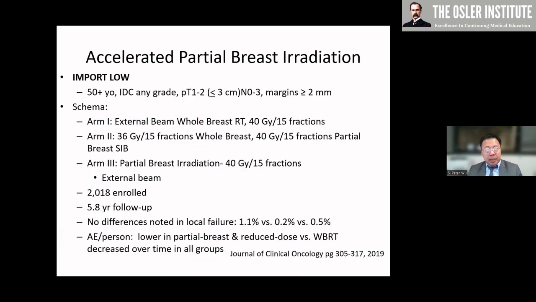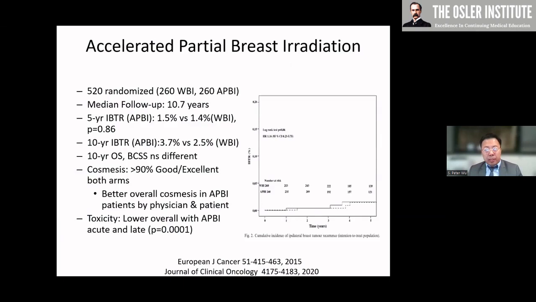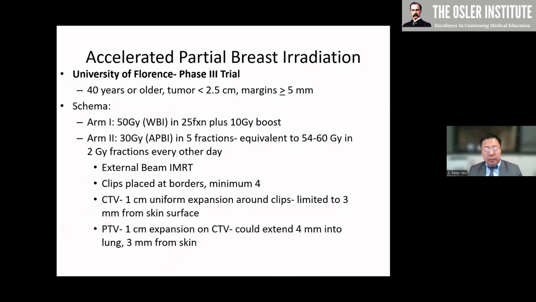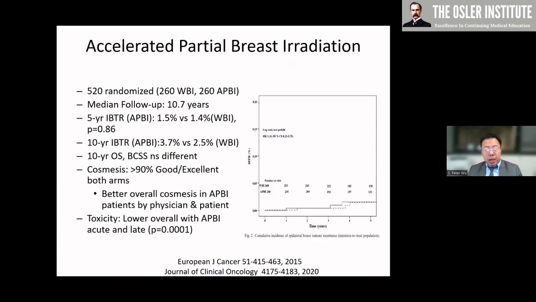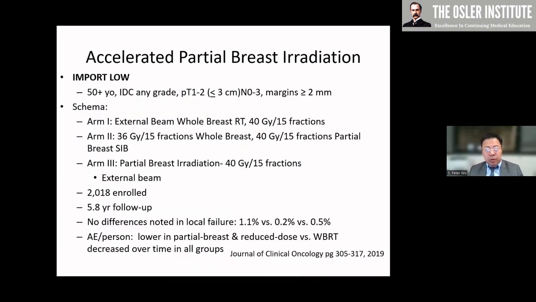So that's an excellent way of performing partial breast that's available to all of us. Also make sure to mention the CTV and PTV expansions if you do happen to come across a suitable candidate on your oral boards. Those are excellent ways of performing the CTV and PTV expansions. The toxicity, again, was quite low.